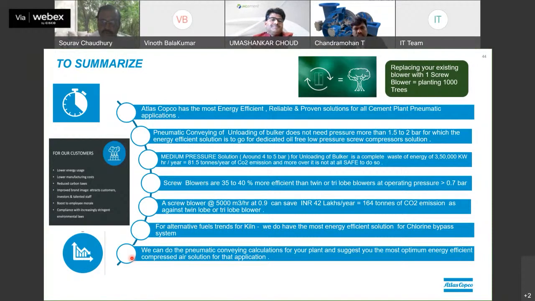We want to work closely with all the cement plants in the country to reduce their operating costs, to increase their overall profitability, to reduce their carbon taxes. And just to give a perspective, if you replace one of the kiln firing blowers with a screw blower, that is almost equivalent to planting 1,000 to 1,200 trees, because that's the amount of carbon footprint it absorbs. So it's also caring for the environment. That's my final message.